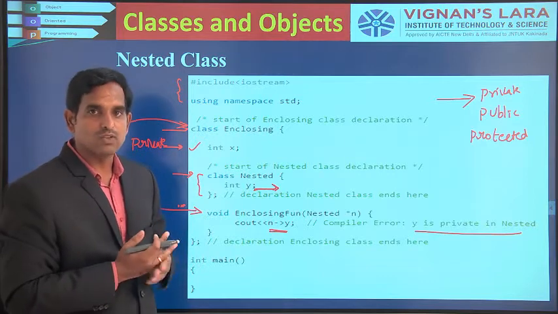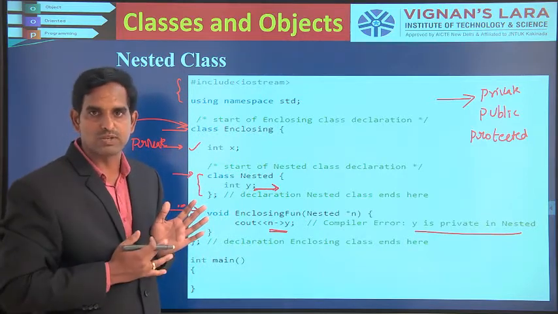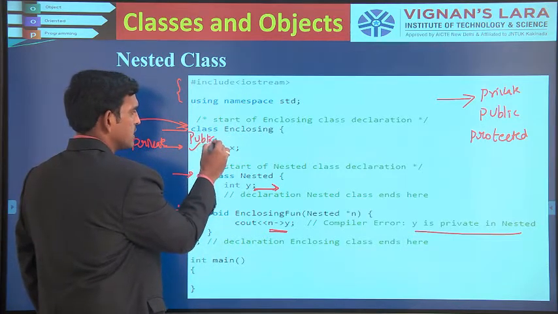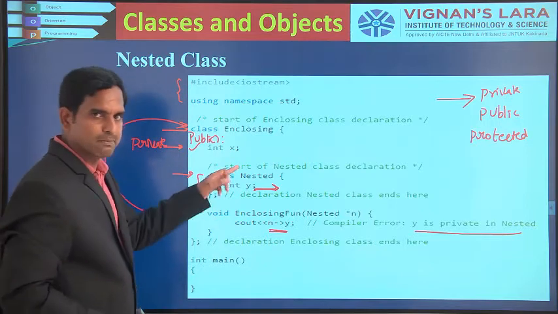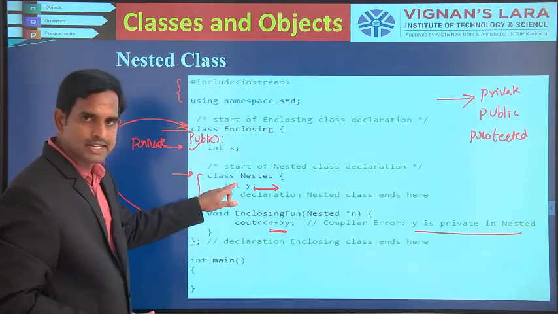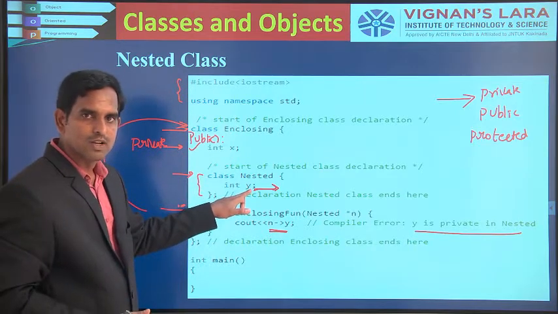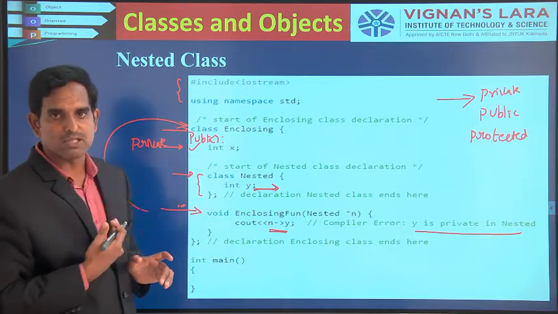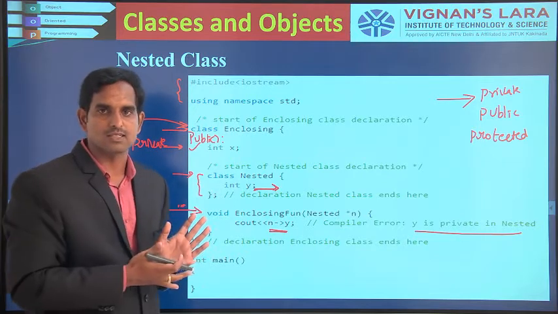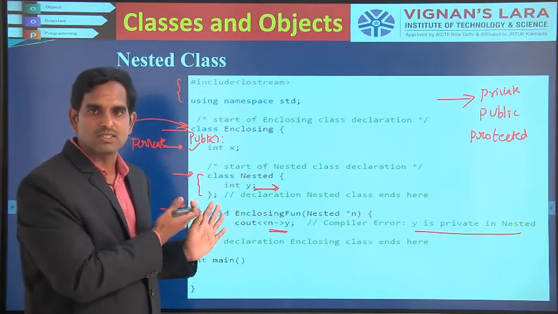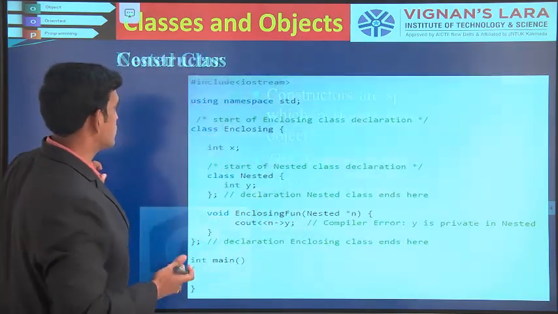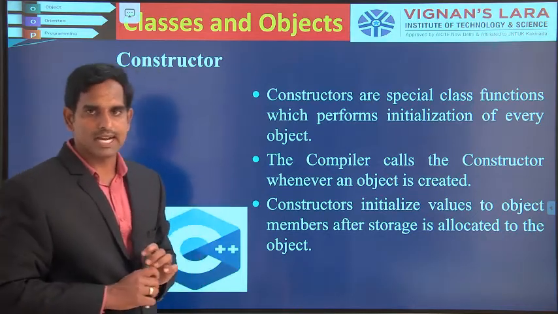I told you the importance of having nesting. If you have nesting, you can provide multiple levels of security. If X is public, it can be accessed by other class members. But if you have nesting and you have Y here, this Y cannot be accessed so easily by other members. So we can provide multiple levels of security by using nested classes. These are the advantages of having nested classes. The next thing you need to know is what a constructor is.